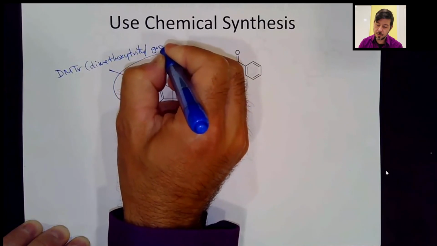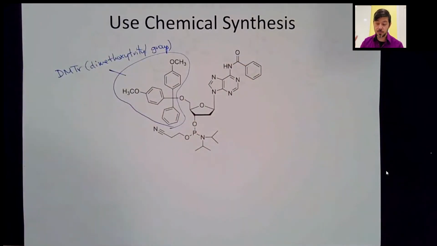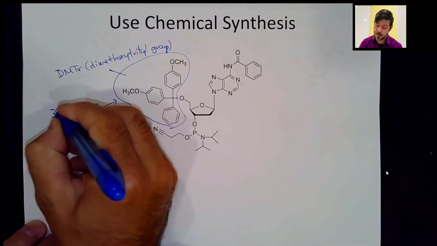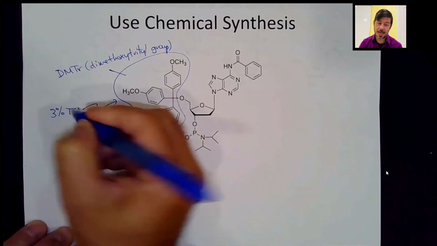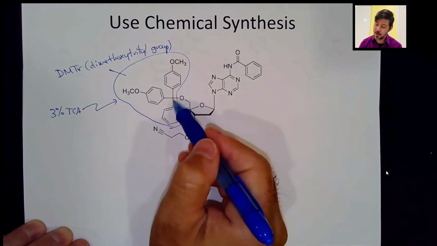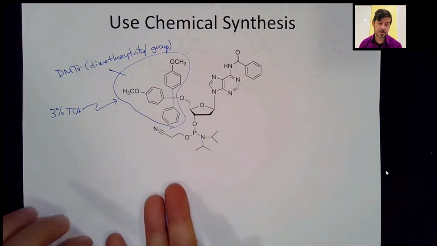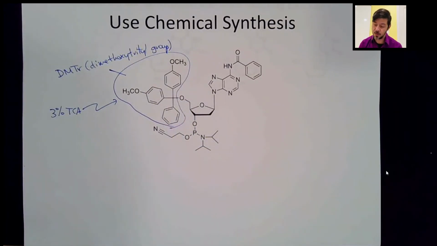And as you might imagine, dimethoxy trityl groups can be removed with weak acid. In fact, something like 3% trichloroacetic acid is enough to break this oxygen-carbon bond to generate a positive carbocation, so that you can now have your 5' hydroxyl group. Okay, so that's one group.